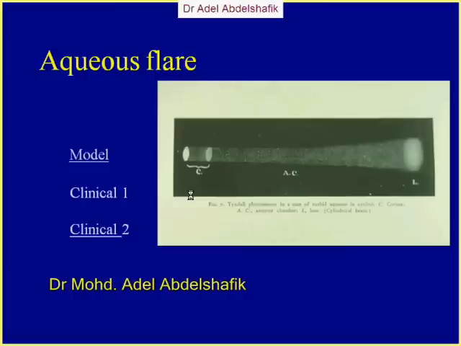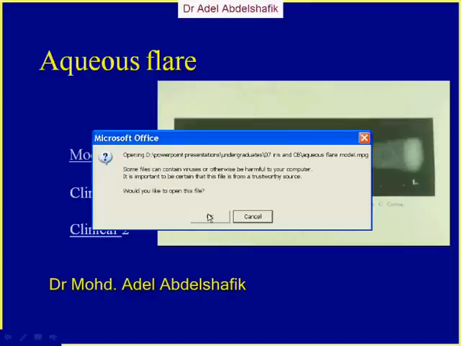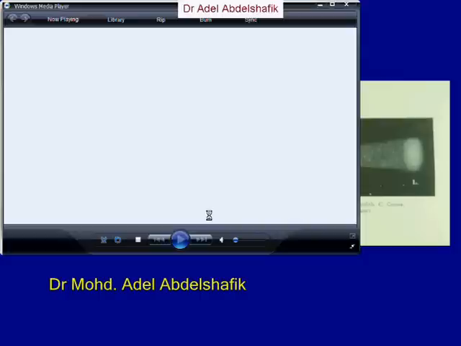Now we come to a second thing, which is aqueous flare. Actually, this is a data projector in a dark room. I'm using the smoke of a cigarette to get this image. This is the cigarette here, and this is the smoke. Normally we don't see the passage of light, but if you get smoke in the way, light will be scattered from the smoke, then we will see the passage of light.